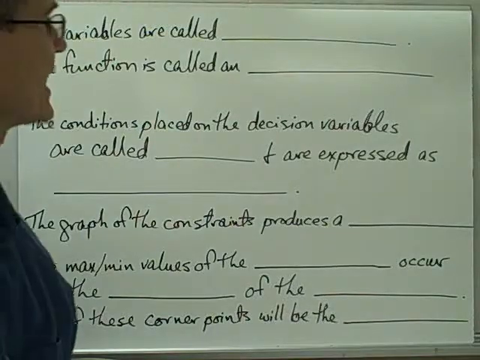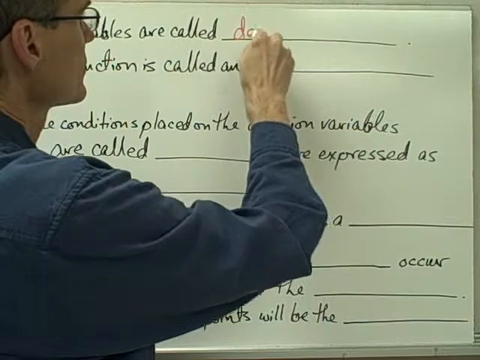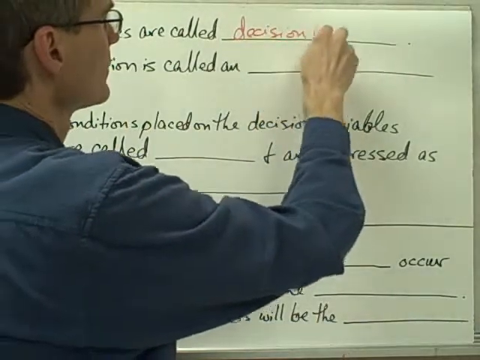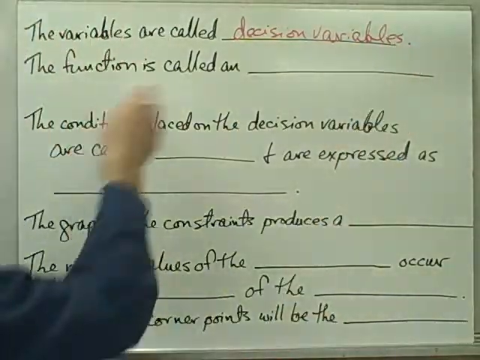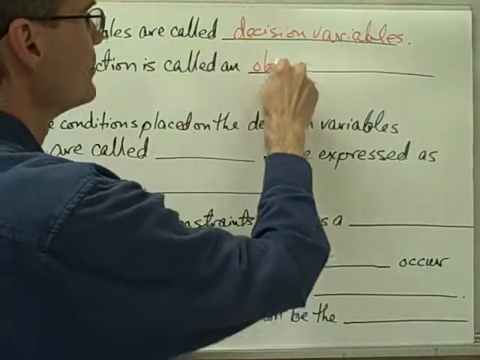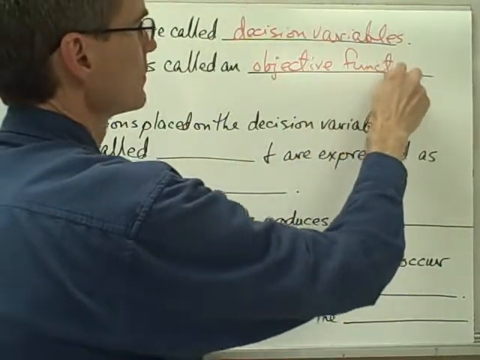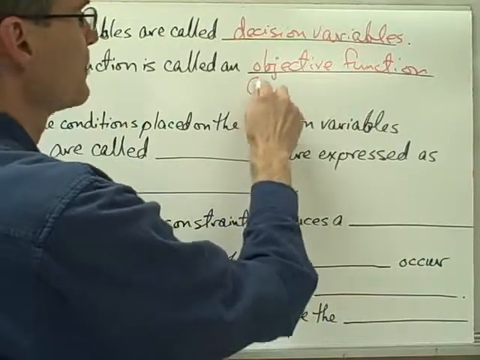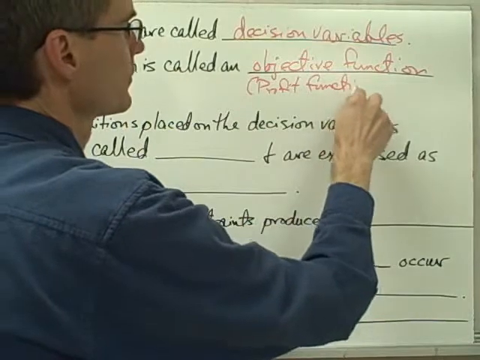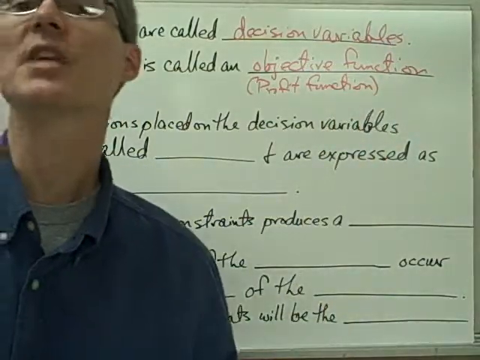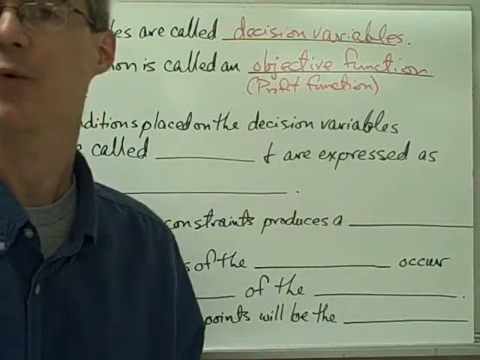Now, the variables in a linear programming type problem are specifically called decision variables. And the function is called an objective function. Or it's sometimes called a profit function. Because often in maximization type problems with linear programming, you're looking to maximize a profit for a particular type of business.